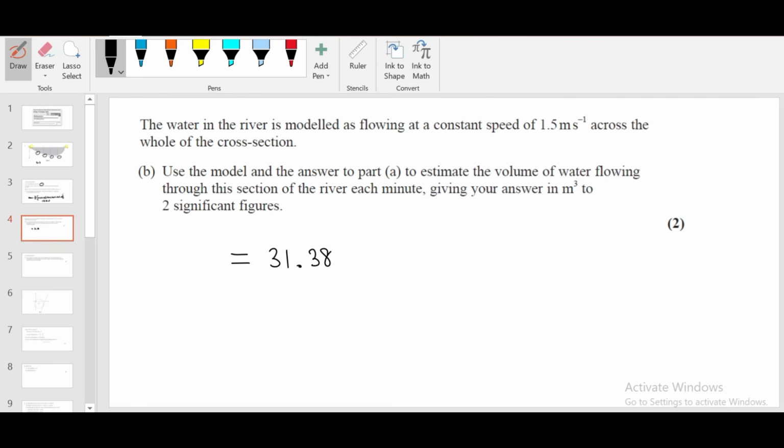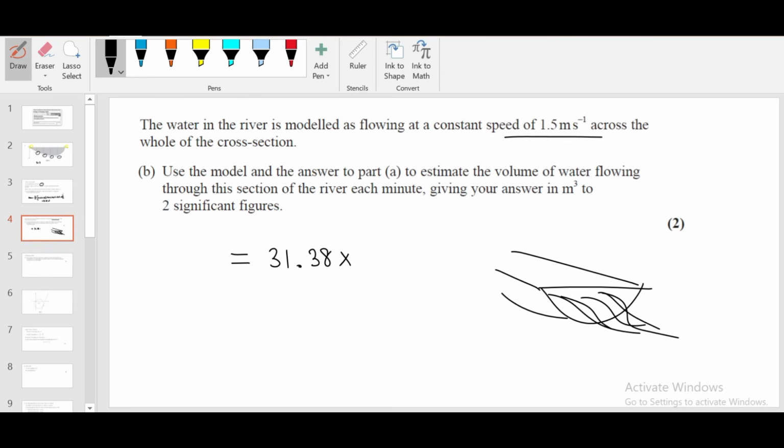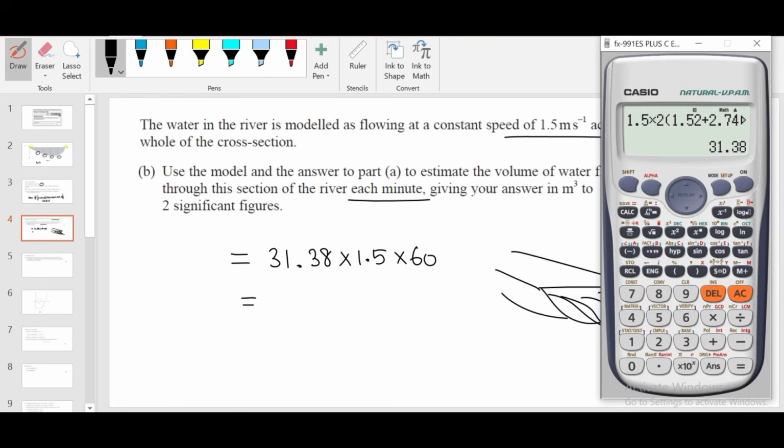31.38. That's the area. And the water flowing at this, okay, this is the figure, let's say. Okay, this is the cross section. And the water is flowing this way. The flowing rate is 1.5. So at every second it's 1.5. So they want you to estimate the volume of water flowing through this section each minute. So 60 seconds. You multiply all this, you will get the answer already.